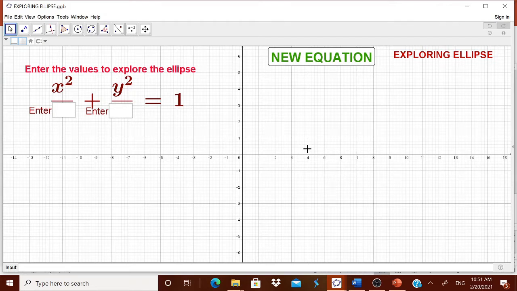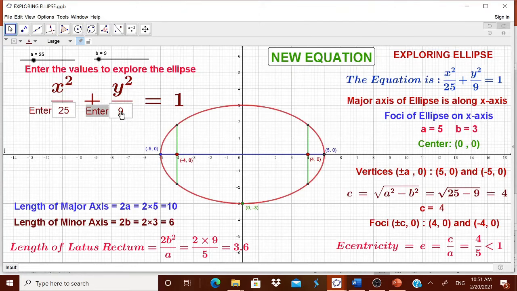We will be designing a worksheet where a child will be asked to simply enter the values to explore the ellipse. He will be having x square by something plus y square by something. For example, if he enters x square by 25 and y square by 9, automatically he will get the whole biodata of that particular ellipse. It shows what is the nature of it, what is the equation, what are its vertices, what is its foci, what is the eccentricity, what is the length of the major axis, length of the minor axis, and length of the latus rectum.